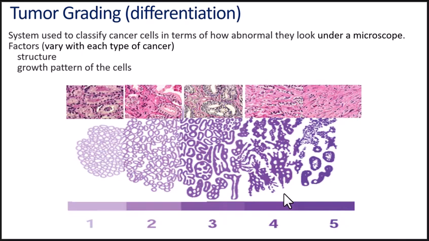In the fourth, they're losing their cell shape, they're losing their cell size. And in the fifth, it looks nothing like the original tissue. There's loss of size, shape, structure, organization.